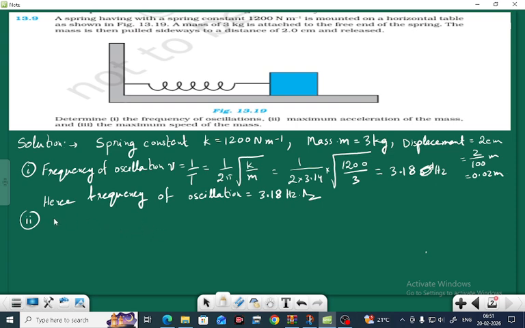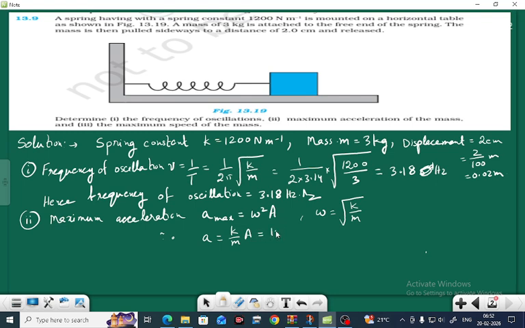So maximum acceleration is given by the formula A max is equal to omega square into A, right? Where A is the amplitude. And here omega is equal to angular frequency, root over k by m. So we'll find the value of root over k by m, right? And A is the maximum displacement or amplitude, right? Therefore A max can be written as omega square, which is k by m, into A. So we have to put the value. The value of k is 1200, value of m is 3, and amplitude you can find here as 0.02.